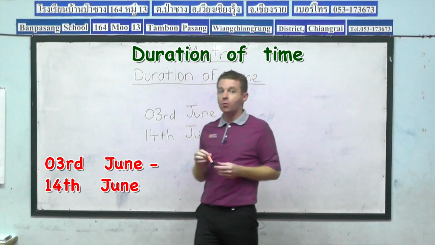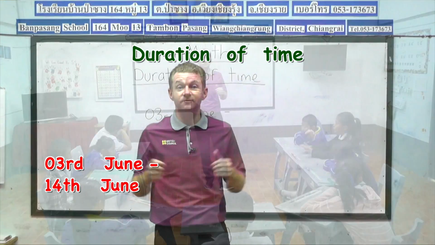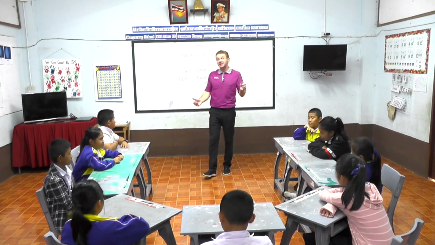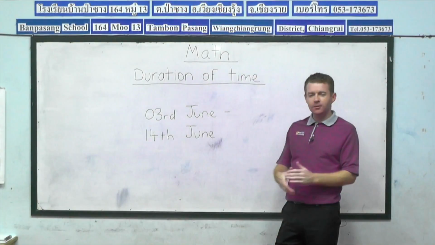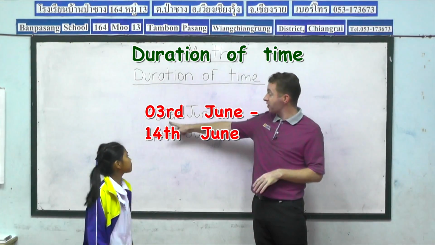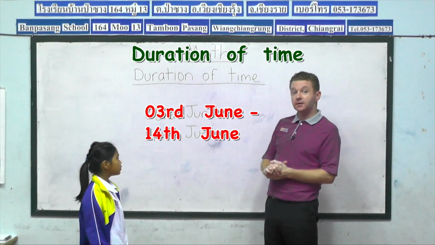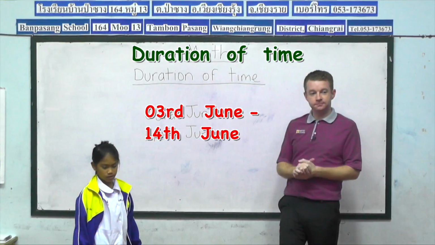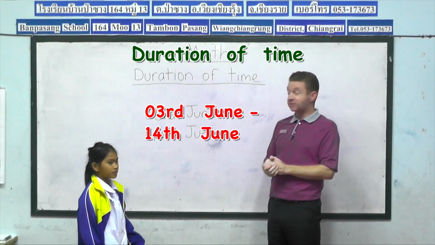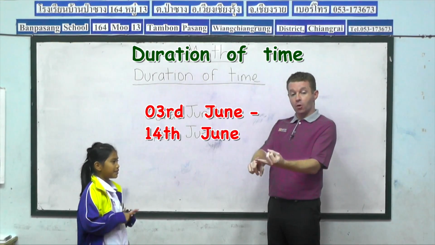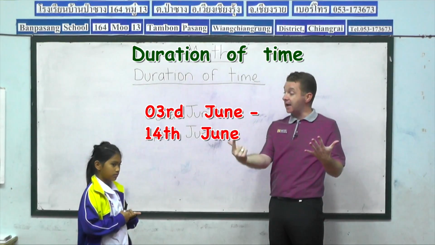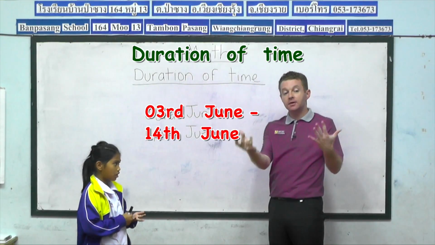Now let's see who can come forward and correctly demonstrate how many days the duration of this time period is. And today, Pak Bung will come and help me. But don't worry, Pak Bung, because we can do all together. But first of all, let's read our time period once more. 3rd of June until 14th of June. So all we need to do is count the days. And I think we might just about have enough fingers. So let's do it together, guys. 3rd, 4th, 5th, 6th, 7th, 8th, 9th, 10th, 11th, 12th.